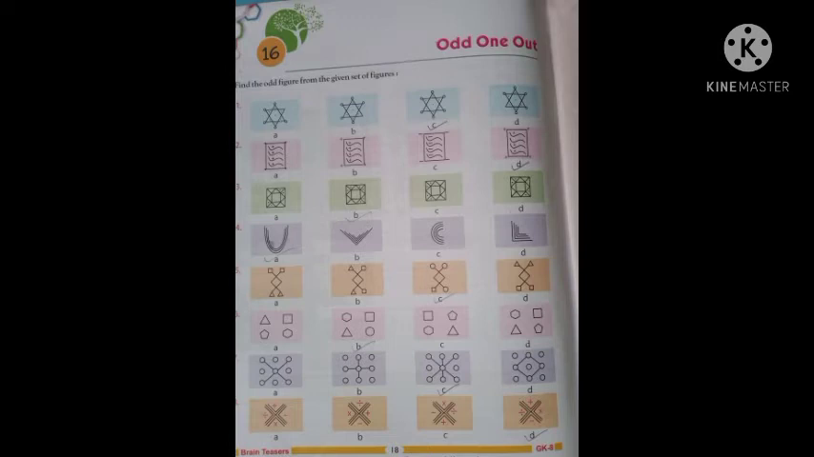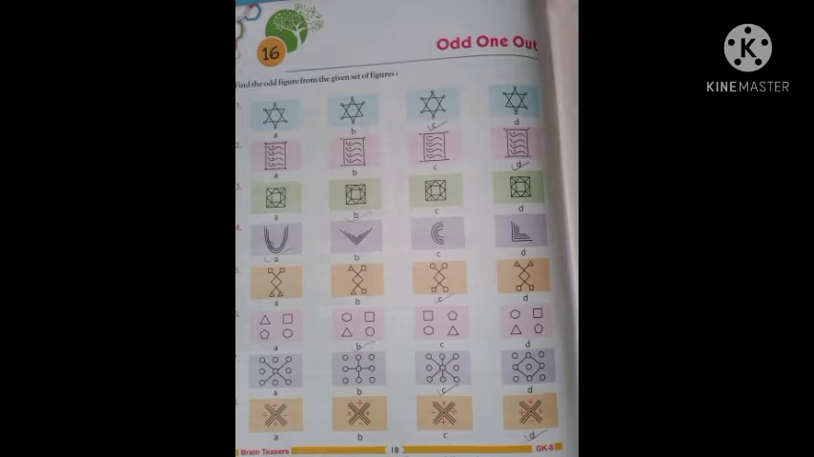Now third one, A, B, C and D. So here also B is different figures, so you have to put a tick mark on the B option. Now fourth one, A, B, C and D. So here A option figure is different, so put a tick mark on the A option. Now fifth one, A, B, C and D. In that C option is different, so you have to put a tick mark on the C option.